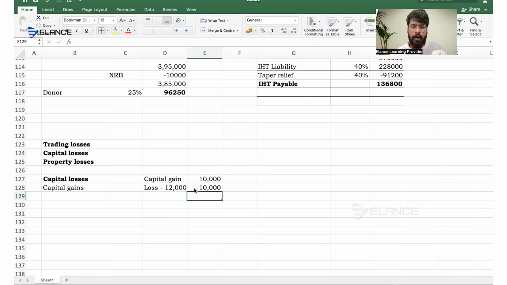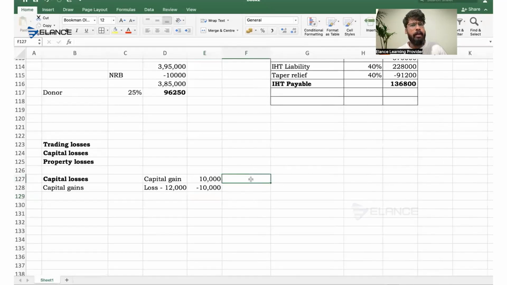Okay, and in the very next accounting period, for example, I have a capital gain of 15,000, and I have the carried forward loss, and I also have a current year loss in that year. So here in the second accounting period, I have two losses: the current year loss and the carry forward loss of 2,000.